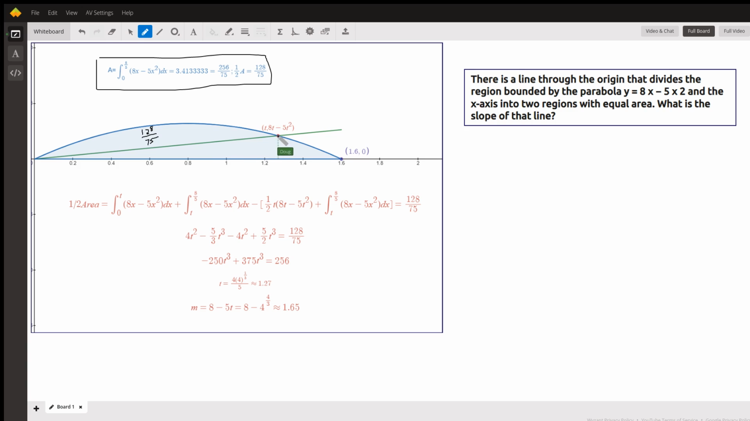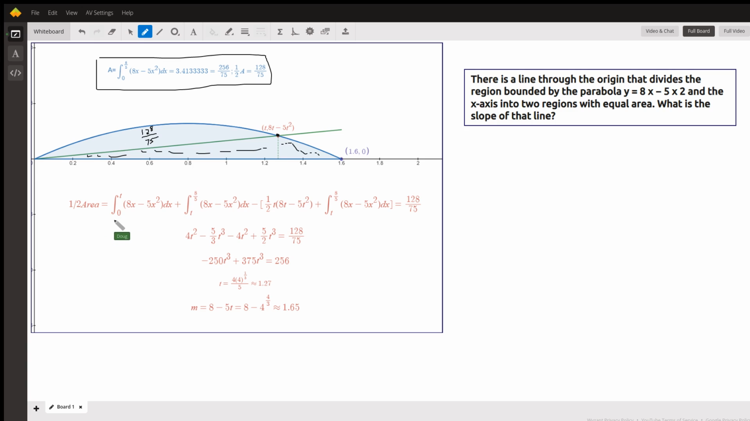And if we imagine any point on the parabola having coordinates t and 8t minus 5t squared, we can maybe set up an equation involving t and solve for t. Okay, and so the idea is that the total area under the parabola, subtract this area right here, will equal 128/75. Now, how can we come up with an expression for this area, total area involving t?